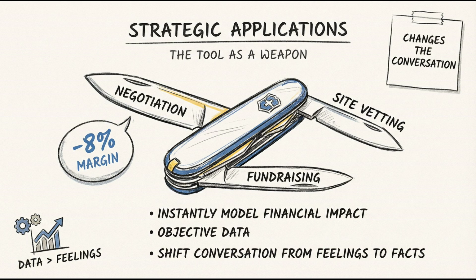Now, how do you use this tool strategically? First, use it to negotiate. When a landlord asks for a high rent or a percentage of sales, plug their number into the calculator. It will instantly show you the impact on your payback period. You can show them the data. It changes the conversation from "I feel that's too high" to "that rent reduces my margin by 8% and extends payback by 6 months."